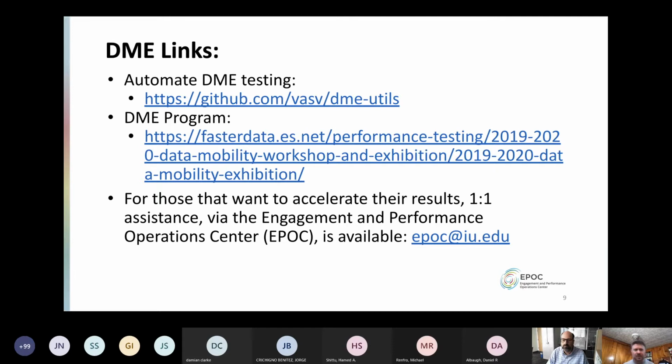So if you'd like to automate some of this, there is a link right there. You can actually do some scripting, some automation on this to cut down some of the manual Globus transfer time. The link to the DME program is right there. And then if you're going to need any further assistance, the EPOC information is there. So any direct questions? Otherwise, I hand it over to George.